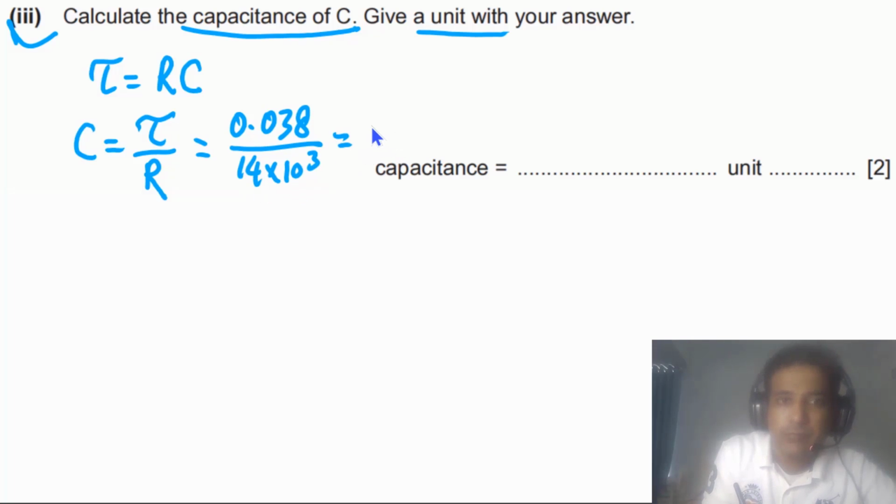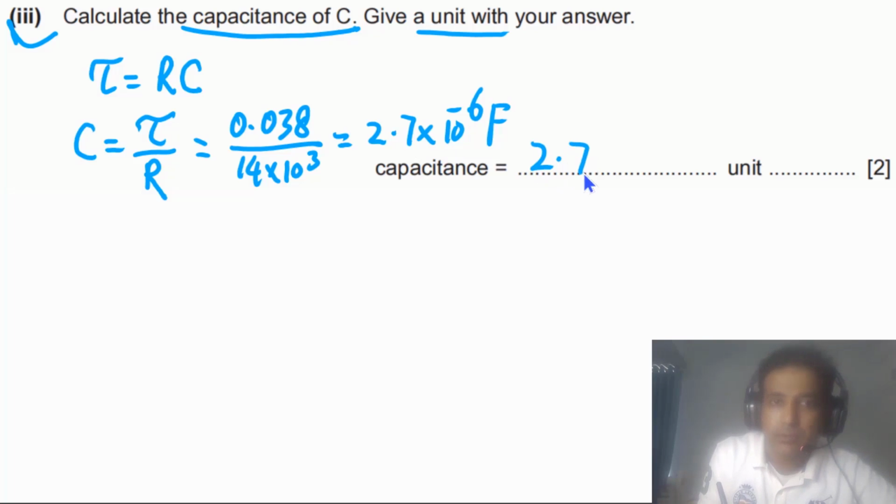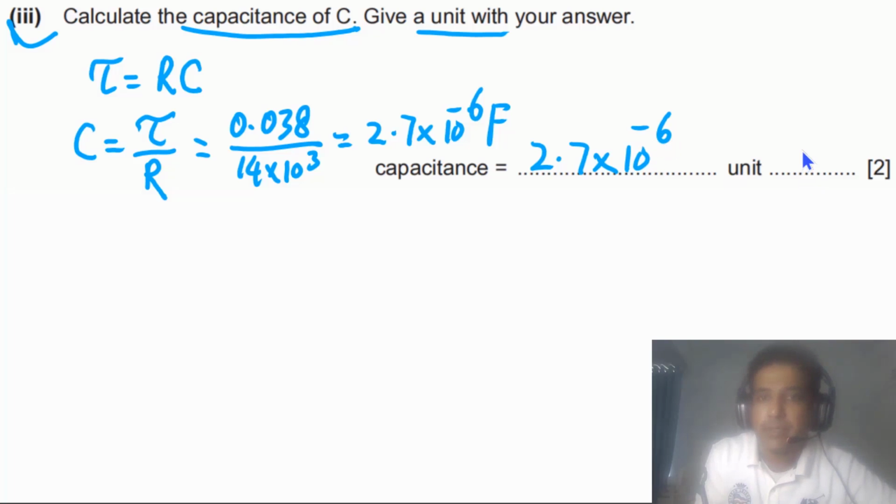Now if we simplify this, we will get 2.7 times 10 to minus 6 farad. This is the unit of capacitance. So we have to write down 2.7 times 10 to negative 6, and the unit is farad. Unit of capacitance is farad.